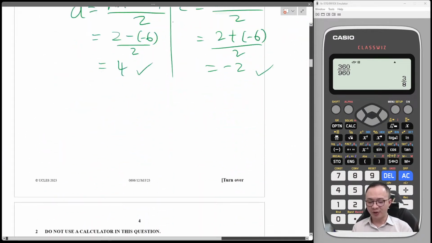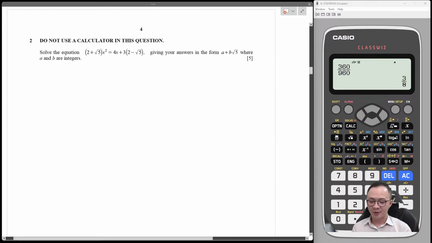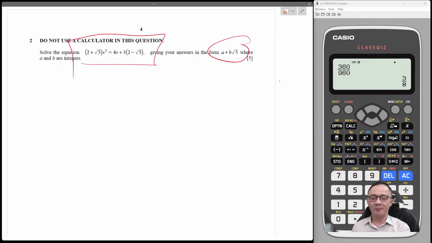Okay, so I'm going to continue to the next question. Solve this equation, give your answer in this form. Obviously, I check the power of x. I have x squared, I have x, and 1 is constant. Obviously, I know this is a quadratic, isn't it?